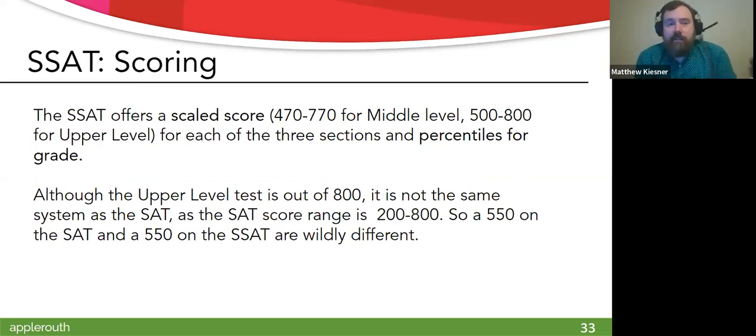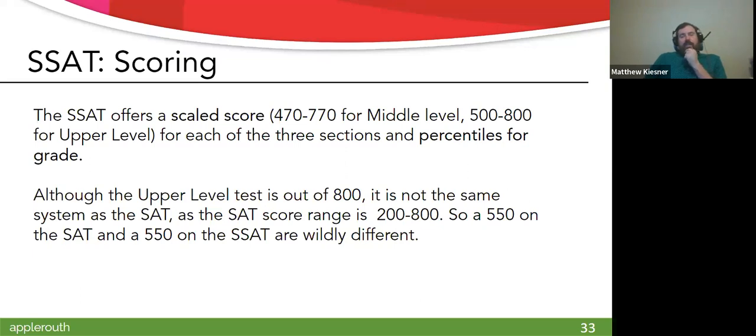So next we'll talk about the SSAT scoring, which is a little wild. They offer a scaled score, and it's on a split scale between middle and upper. Middle tops out at 770, upper tops out at 800. They also provide percentiles for grade. They used to do grade and gender, but they thankfully have just put grades together. For a while they were doing gender and then total, and then they finally just did total to make it less confusing.